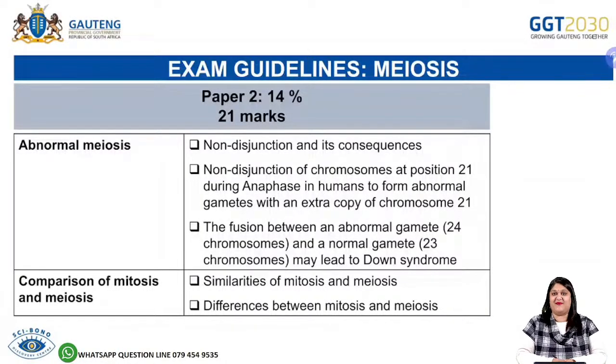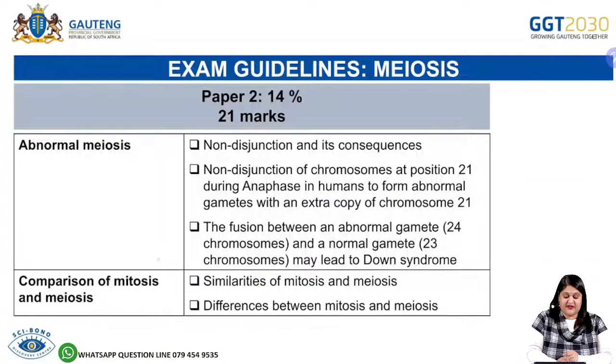Let's just go back to the examination guideline again. What does it say about meiosis, and what do you need to know about meiosis? So it's in paper 2, and it's 21 marks, and it counts about 14% of paper 2. Okay, now I want to remind you, grade 12s, with regards to the examination guideline, this is a very important document, and you need to make sure that when you are studying or learning this topic, you are able to understand and do activities on every bullet that is in your examination guideline. So today we are going to be looking at abnormal meiosis and comparison of mitosis and meiosis.